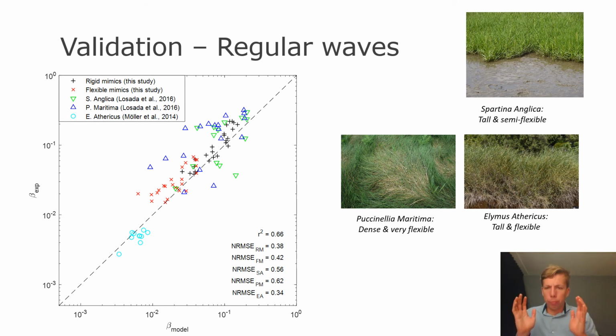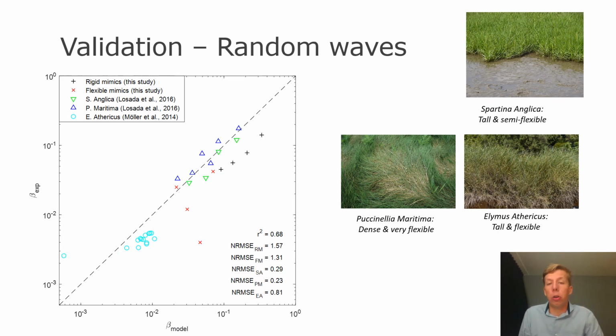we also validate our model against large-scale experiments of three real vegetation species, Spartina anglica, Puccinellia maritima, and Elymus athericus, all semi-flexible to very flexible species, with the wave damping over the species differing up to two orders of magnitude, which is successfully reproduced by our model. This is for regular waves, but the same goes for random waves bar two outliers that you see. But for the rest, again, the magnitude of wave damping is very successfully reproduced.